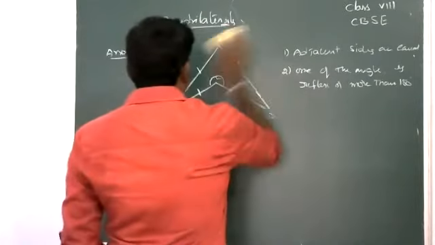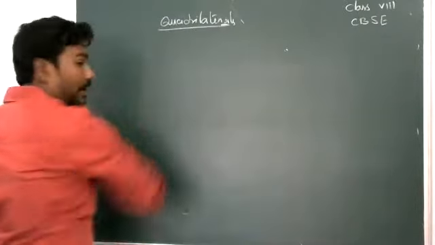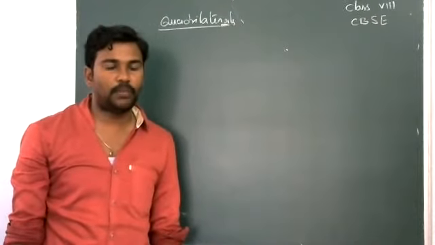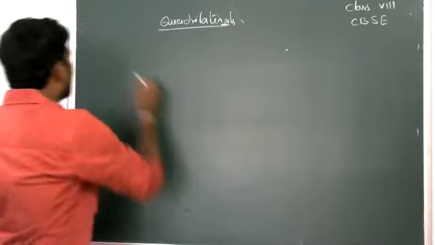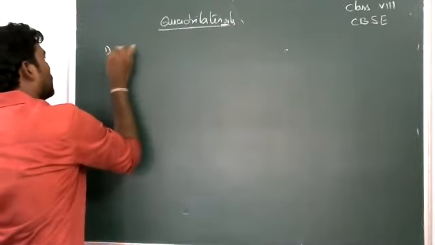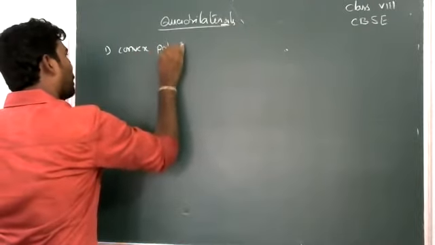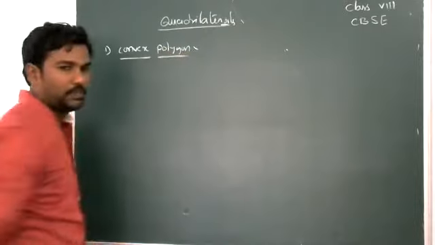Now, are we clear about these quadrilaterals, shapes and their properties? Is it clear? Yes, very nice. I am going to explain two things. First one is convex polygon. What is meant by convex polygon?